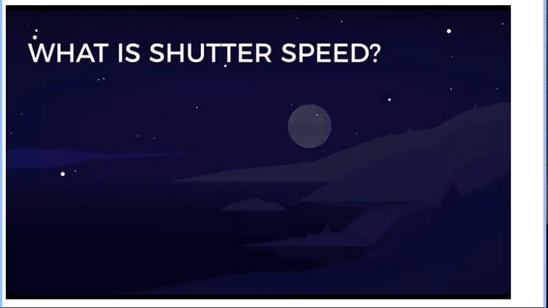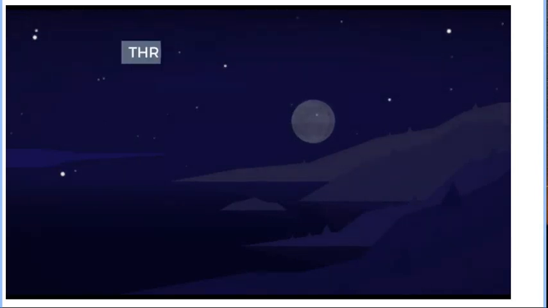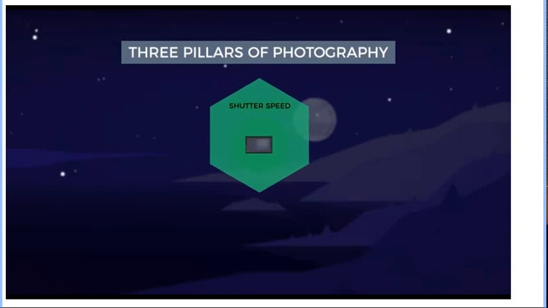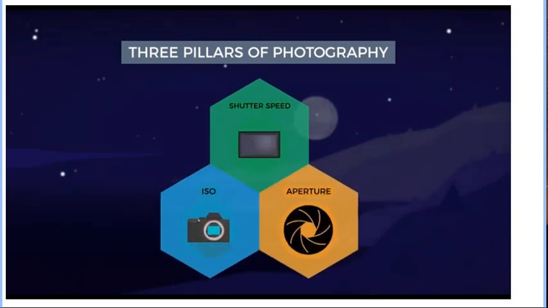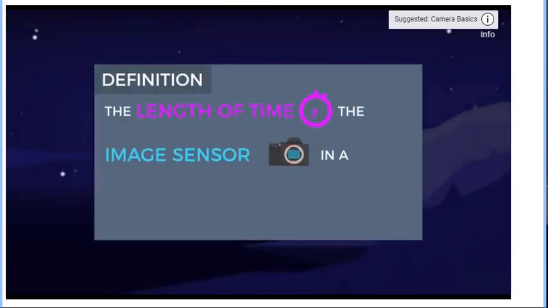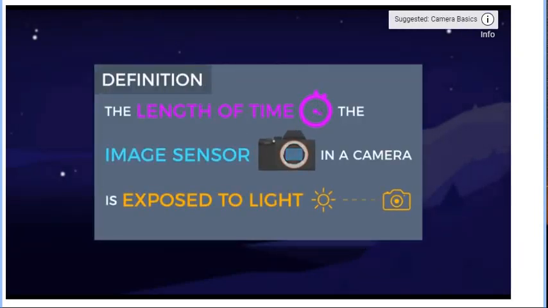Well, it may seem like the answer is obvious. There's more to shutter speed than meets the eye. Let's take a closer look. Shutter speed is one of the three pillars of photography, the other two being ISO and aperture. Also known as exposure time, shutter speed is defined as the length of time the image sensor in a camera is exposed to incoming light.